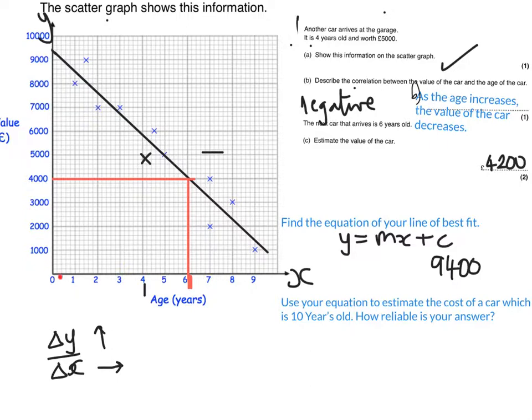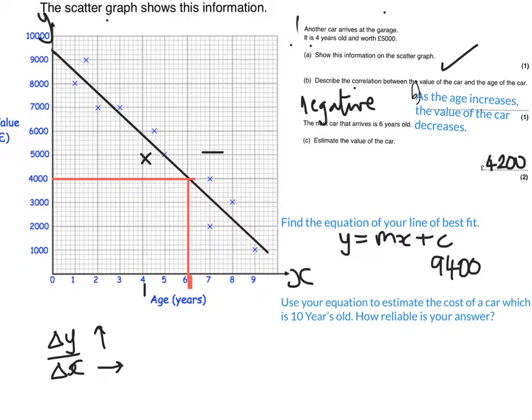If you want, you could literally just go across one and see how many you go up. Sometimes it's a little bit harder to see than it is on this graph, so I'm going to do the equation here. But if you want to just go across one, and from here to here, how many have I gone up? Well, I've obviously gone down, so it'll be a negative gradient. But let's have a look.